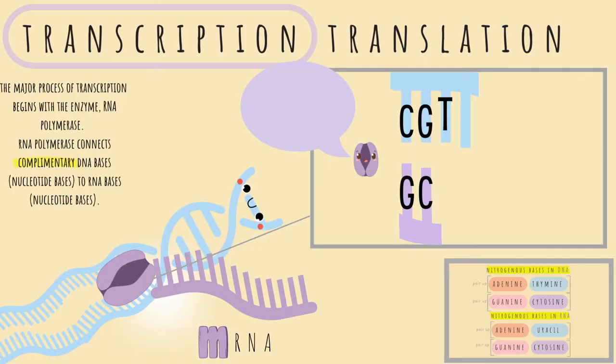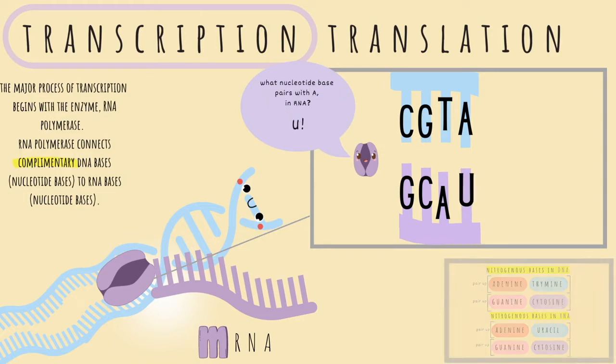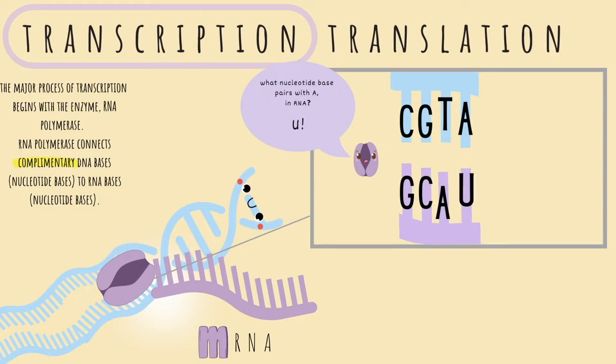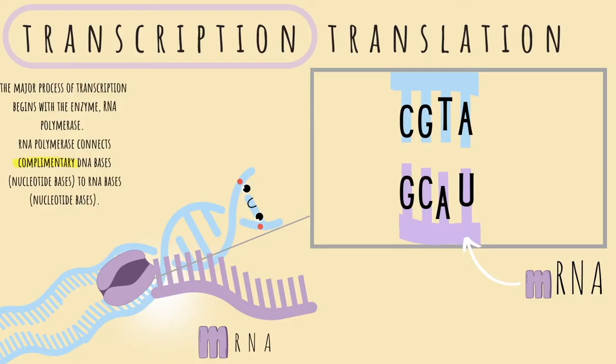Next, we have thymine. What nucleotide base pairs with thymine in RNA? Adenine. Lastly, we have adenine on the DNA template strand. What nucleotide base pairs with adenine on RNA? Uracil. This is how RNA polymerase enzyme makes mRNA out of DNA.